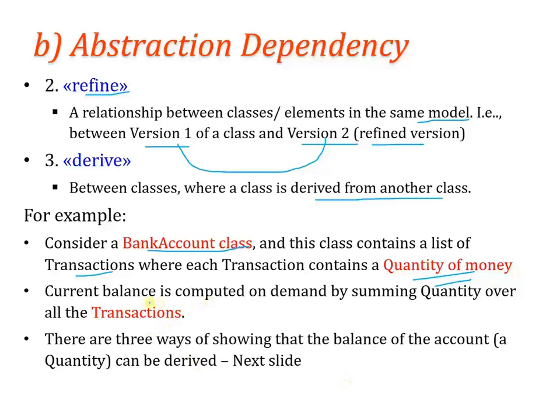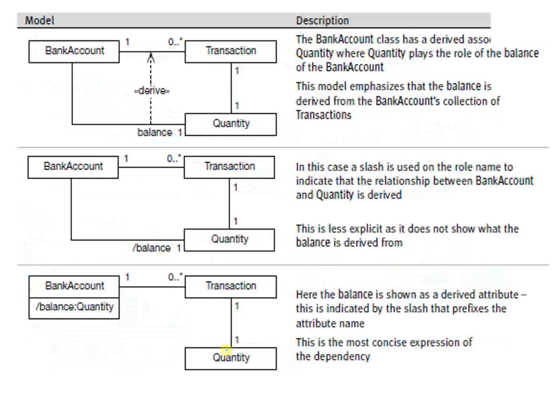So if we need to compute the current balance, we need to sum the quantity over all the transactions. It may be a withdrawal or deposit, or 2 withdrawals and 2 deposits. In such a situation, all these 5 transactions' quantity of money should be summed together to identify the current balance. To depict this particular scenario, there are multiple ways to show it by using this abstraction dependency. We can see 3 different ways in this slide.